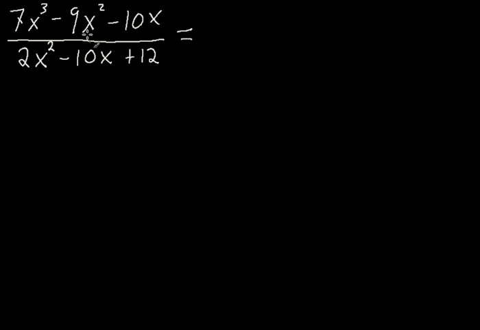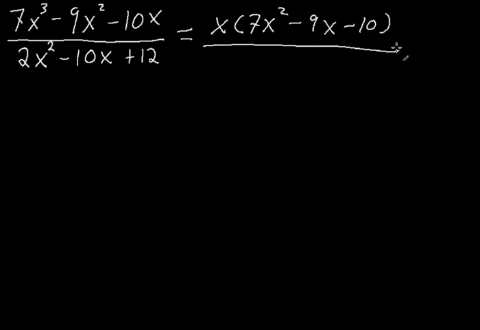Okay, in this example, I need to simplify the numerator and denominator and then cancel any terms I possibly can. For the numerator, since I have 7x cubed minus 9x squared minus 10x, it looks like I could at least factor out an x. So I'm going to do that first and see what happens. Then for the denominator, it looks like I could at least factor out a 2, leaving x squared minus 5x plus 6.